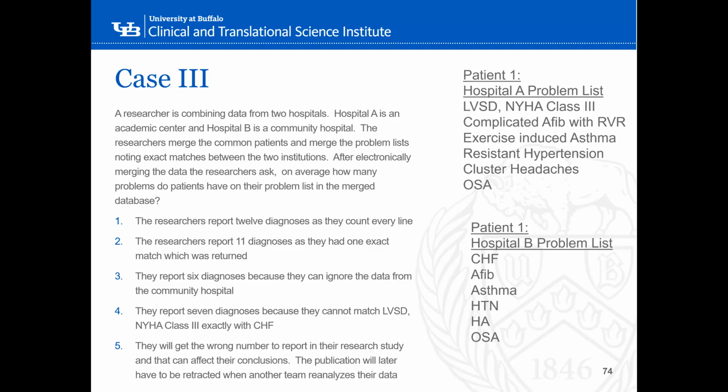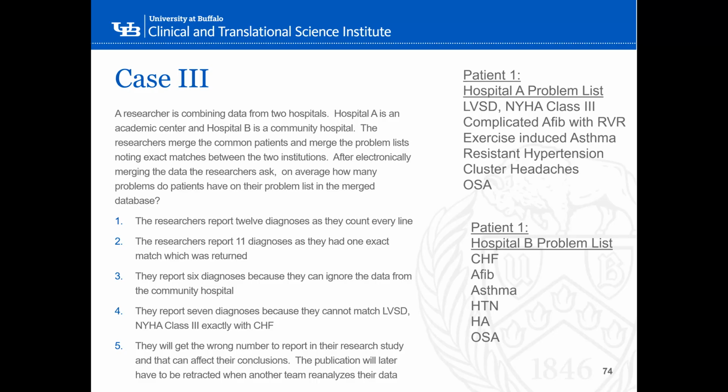Okay, so a researcher is combining data from 2 hospitals. Hospital A is an academic center and Hospital B is a community hospital. The researchers merge the common patients and merge the problem lists, noting exact matches between the 2 institutions. After electronically merging the data, the researchers ask, on average, how many problems do patients have on their problem list in the merged database? And then the answers are, the researchers report 12 diagnoses as they count every line.